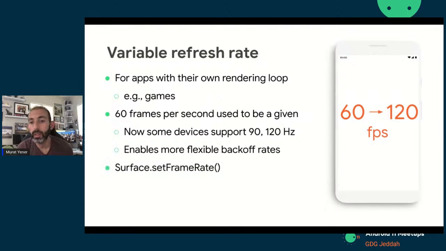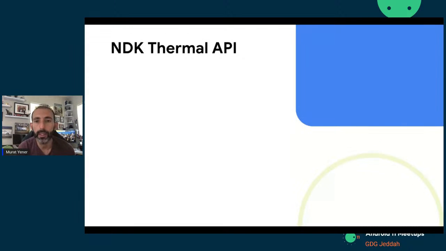So how to use this API, you need to set the frame rate on the Surface object, and then you can create different backup rates and have a better user experience. The NDK Thermal API makes it easier for your native applications, such as, again, games, to directly respond to the device's current thermal status and also the changes to the thermal status.